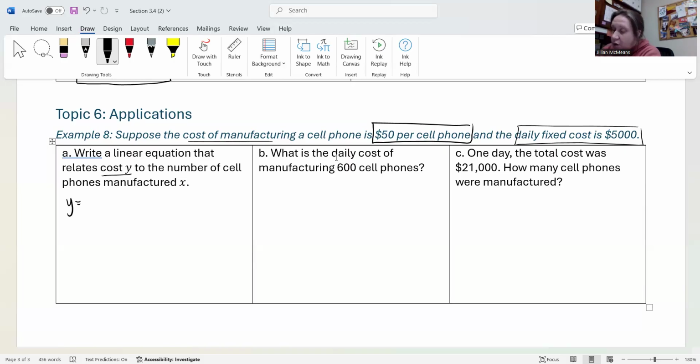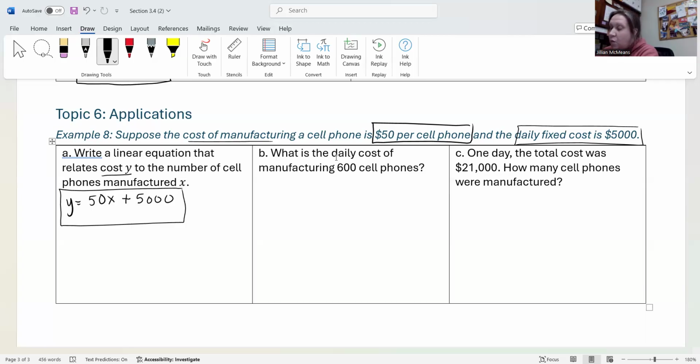Okay, so we're going to say that the cost to manufacture these cell phones is going to be 50 times x. That's how much it costs per cell phone. So that's probably like the materials to actually make the cell phone. But for each day, there's an additional $5,000. So that would be our equation. The total cost for a day is $5,000, and then $50 for each cell phone that is manufactured.